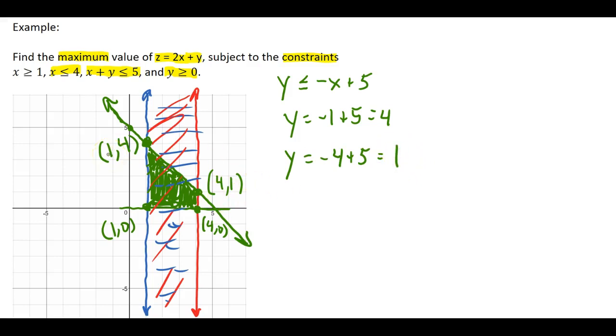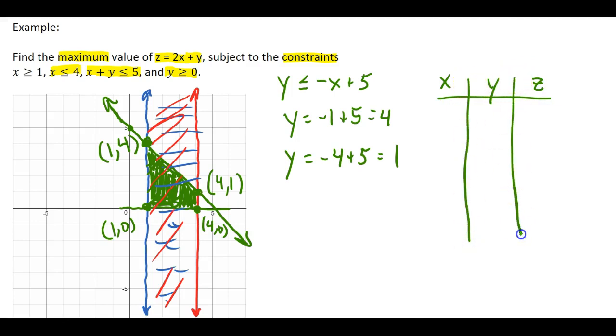Okay, so what I'm going to do now is set up a table, x, y, and z, and I'm going to bring in my objective function, which you remember is z equals 2x plus y. And I'm going to plug the coordinates of these vertices into that objective function and see what I get out for z. So let's do 1, 0. When x is 1 and y is 0, I get 2 times 1 plus 0, which is 2. Let's plug in 1, 4. So I'm going to plug in 1 for x, 4 for y. I'm going to get 2 times 1, which is 2, plus 4 gives me 6.